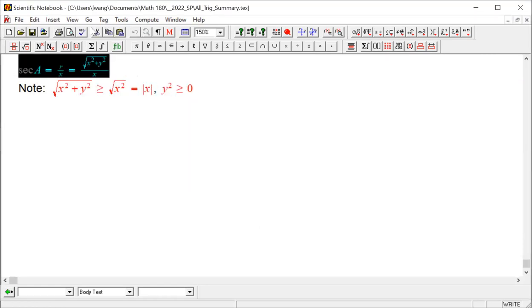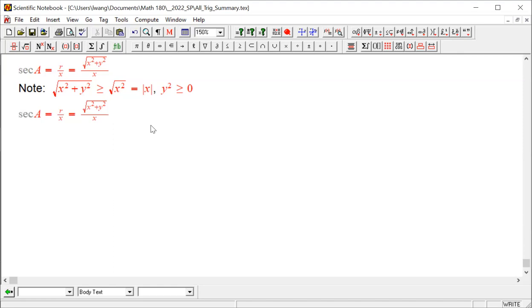So now we go back to secant. What do we see? The top will be replaced by something smaller, and the denominator stays the same. The denominator is x, and the numerator is replaced by the smallest possible case. So what does this equal to? Well, it's between -1 and +1.